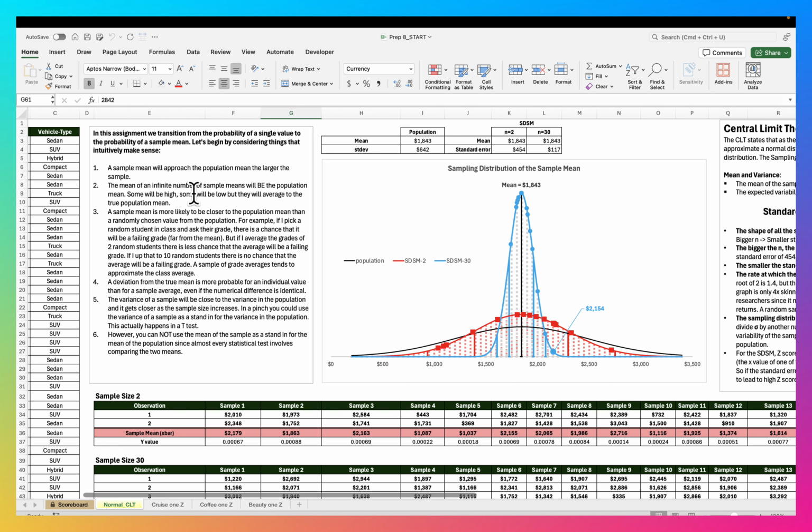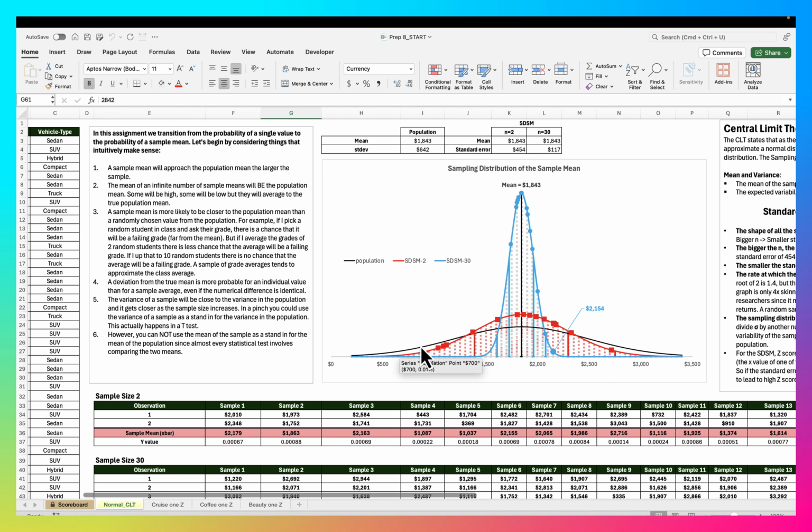The mean of an infinite number of sample means will be the population mean. Some will be high, some will be low, but they will average to the true population mean. Number 3, a sample mean is more likely to be closer to the population mean than a randomly chosen value from the population. All right, you can actually see that here, right?